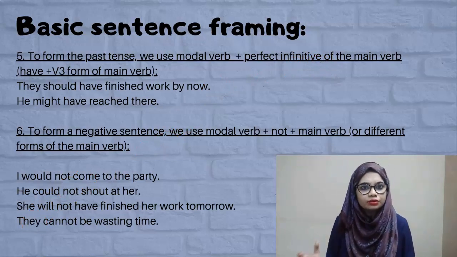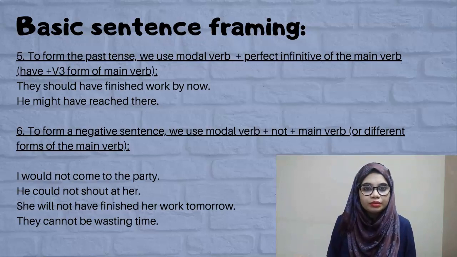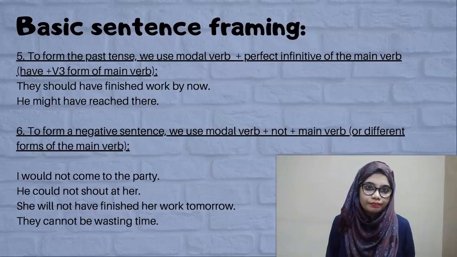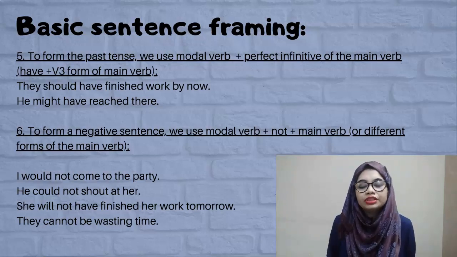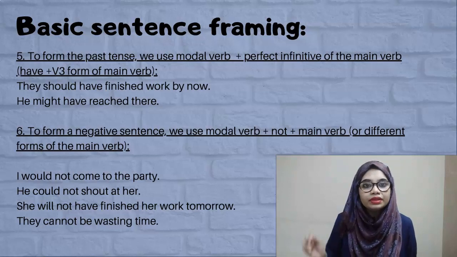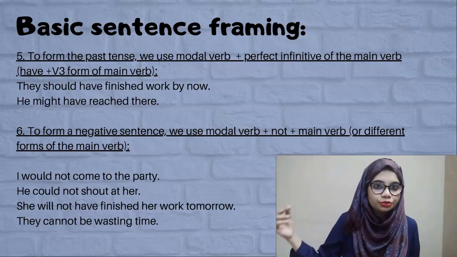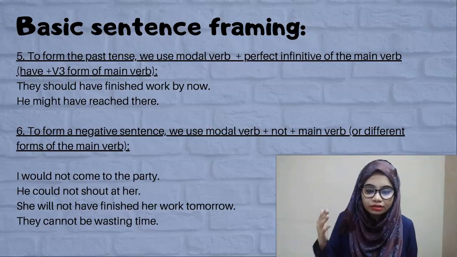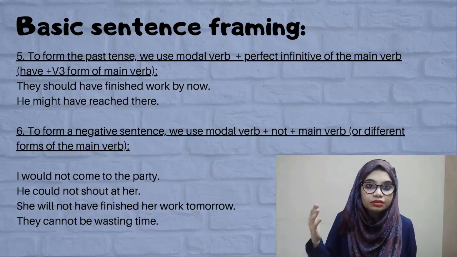It's complicated. What does that mean? It actually means that we are expecting that she will not be able to finish her work tomorrow. This is what we are trying to say. We are trying to predict the future, some negative action about the future. That is what we are trying to say here. She will not have finished her work tomorrow.